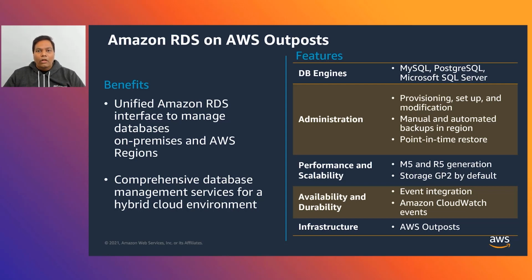RDS on Outposts also provides you the automation and functionality that you have come to expect, like easy database provisioning, automated backups, parameter groups, and more. We support both open source databases on RDS on Outposts, which is MySQL and PostgreSQL. For MySQL, we support MySQL 8.0. For PostgreSQL, we support 12 and 13 both. In addition, we now also support Microsoft SQL Server versions 2016, 2017, and 2019.